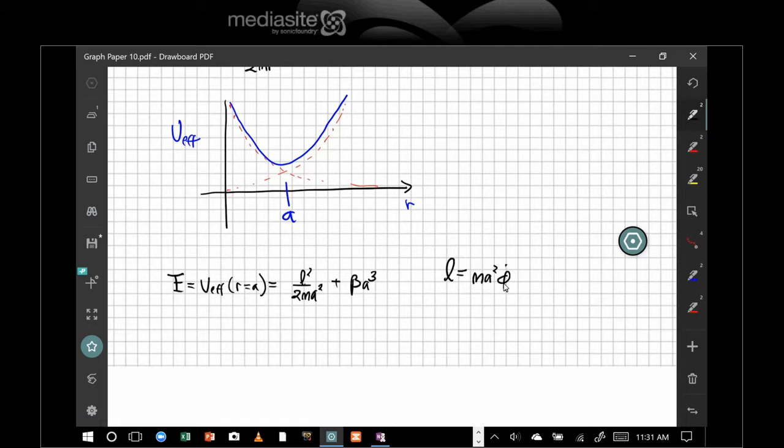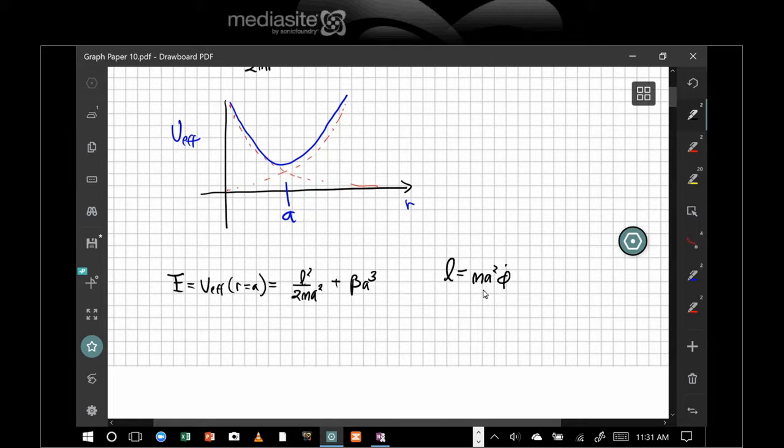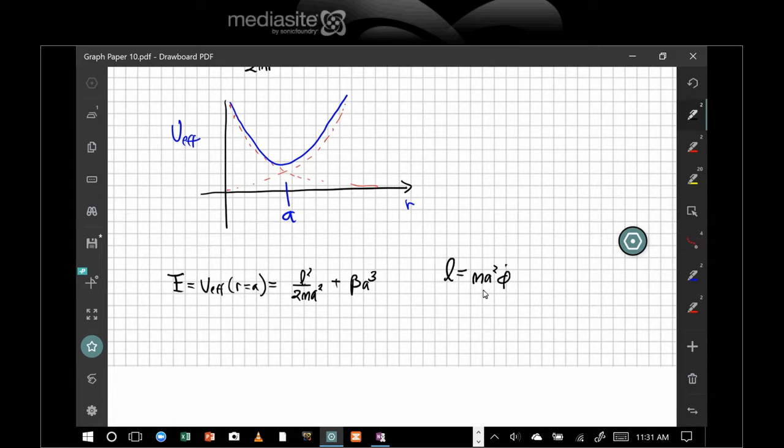To find what it asks for, express the energy and angular momentum only in terms of m, A, and beta. Okay, so here what I have is the angular momentum expressed. So now what I have to do is find a relationship between L and A. So let's actually find A.